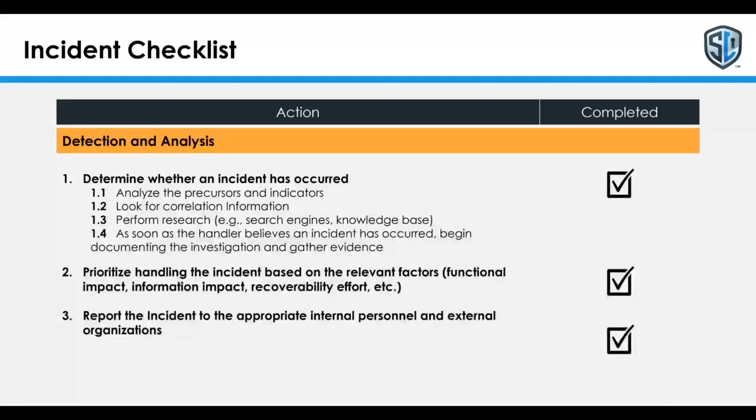Determine whether an incident has occurred. Analyze the precursors and indicators. Look for correlation information. You don't want to freak out just because a computer has broken. Perform research, search engines, knowledge bases. And as soon as you believe that an incident has occurred, begin documenting the investigation and gathering evidence.